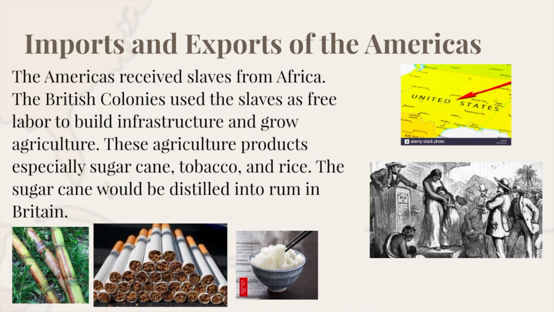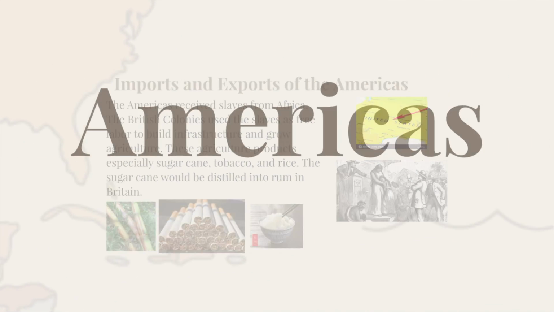British colonies used the slaves as free labor to grow this agriculture and build infrastructure. The sugarcane would be sent off to Britain to be distilled into rum. So those were the imports of Britain, as well as other raw goods.